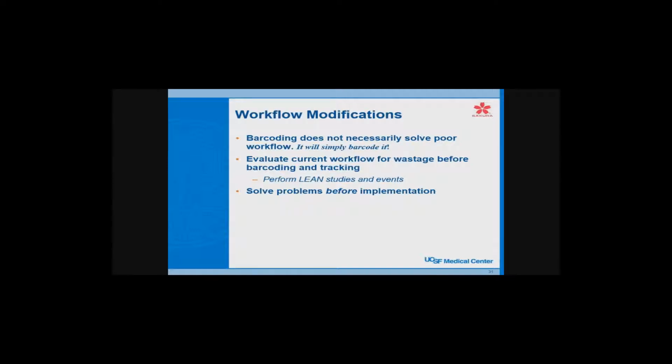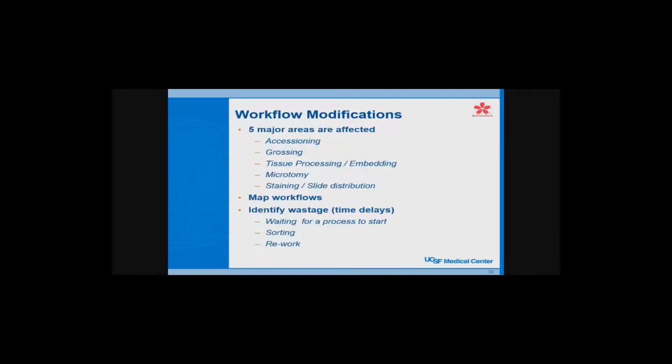So another thing to talk about in the preparation is workflow modifications. There's a saying, and we heard this from every single group that we talked to about barcoding in the years that we were planning for this, that barcoding does not solve poor workflow. It simply barcodes it. So that's something to take to heart: if you're going to implement barcoding, take the opportunity to look at your entire workflow system, see where you're having wastage, perform lean studies and solve problems before the implementation.